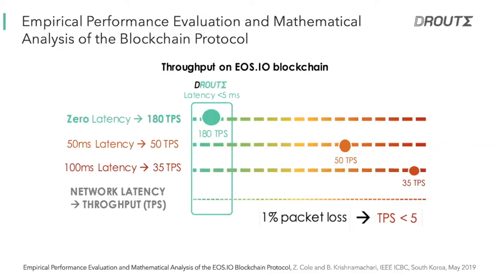Now, this is not specific to the EOS blockchain. This kind of behavior will be seen on all blockchains, and it's not specific to the consensus protocol that this specific blockchain, the EOS blockchain, uses. This kind of characteristic, where as the network latency increases and packet loss increases, the TPS reduces significantly, will be seen in any blockchain using any consensus protocol. So that's the fundamental problem and the challenge that we are trying to solve.